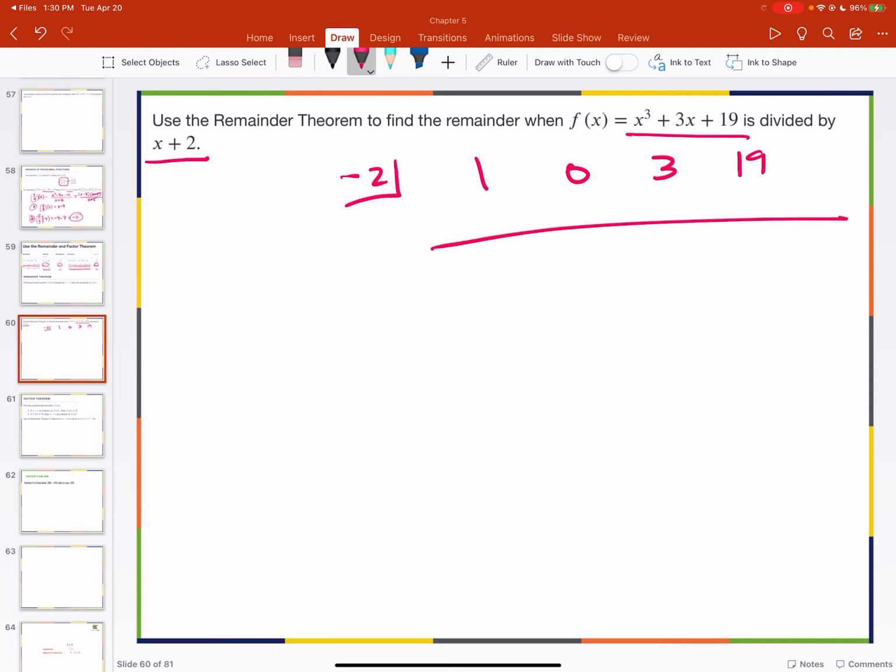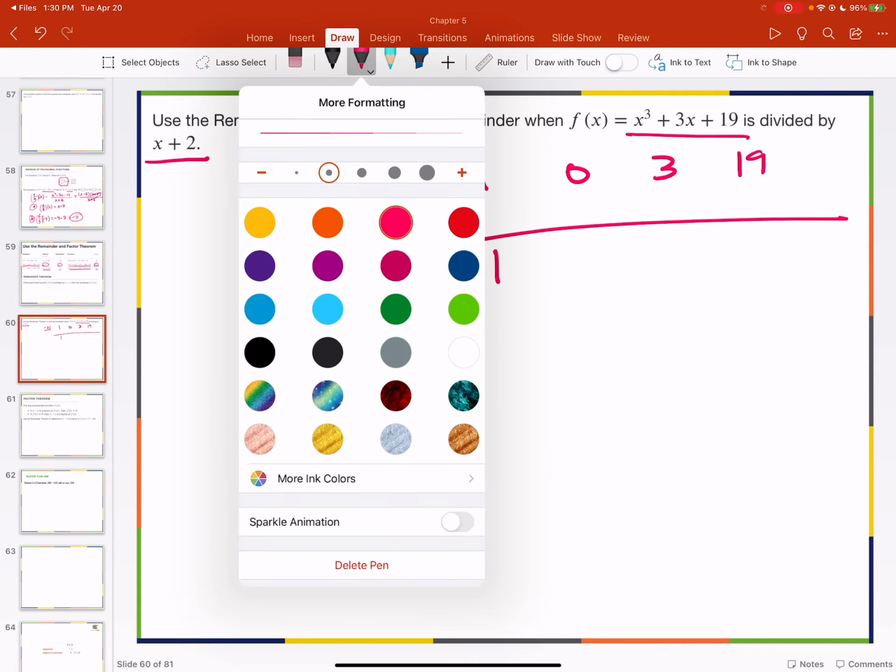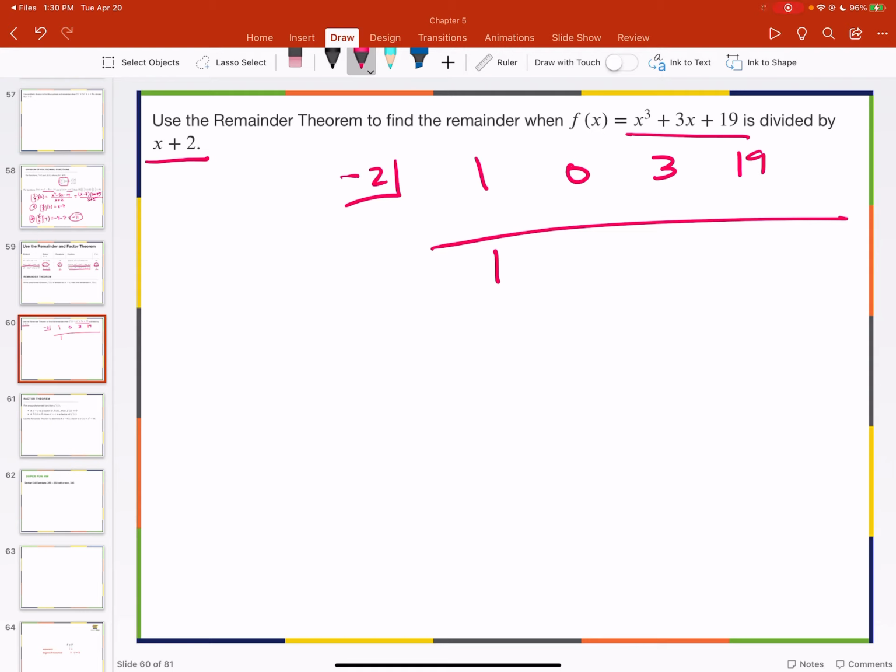Okay, since we wanted to do another synthetic division. Notice there's no x squared term, so I put a 0 there. Okay, so bring down the 1. The first one always comes down. 1 times negative 2, bring that down because it's 0. Negative 2 times negative 2 is positive 4. 3 plus 4 is 7. 7 times negative 2 is negative 14. And then the remainder is 5. So that's the remainder.